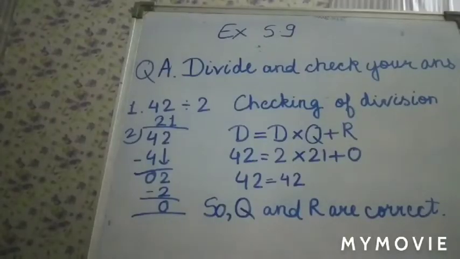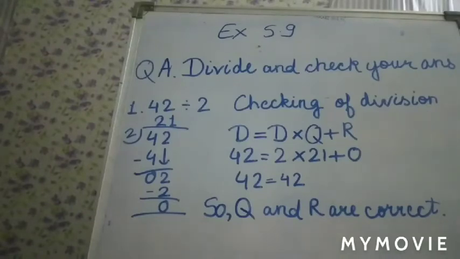Let's start exercise 5.9. Question number A is divide and check your answer. So first you have to divide and then you have to use the formula dividend equals divisor into quotient plus remainder for checking the division. So first you have to divide 42 by 2. So here 4 is greater than 2. So you will divide 4 by 2. 2 twos are 4. 4 minus 4 will be 0. Take 2. Then 2 ones are 2. 2 minus 2 will be 0. So you are getting quotient 21 and remainder 0.